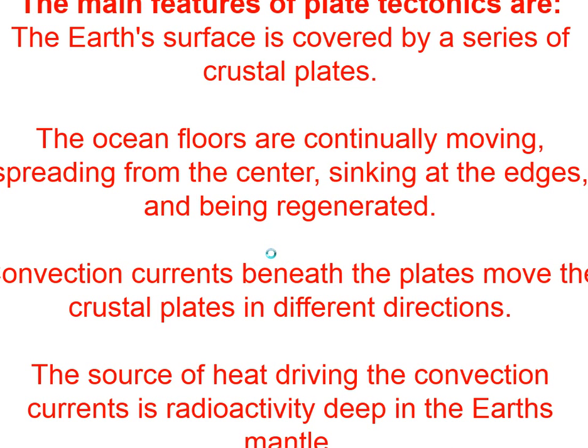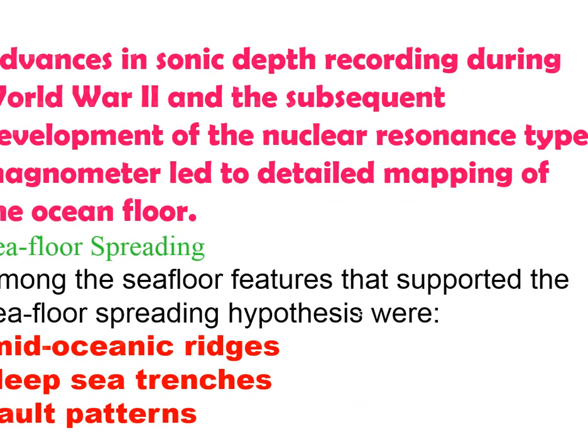The main features of plate tectonics: Earth's surface is covered by crustal plates. The ocean floors are continually moving. There's convection currents beneath the plates that are moving around. Okay, and the source of heat that drives the currents is radioactive, and it's deep in the Earth's mantle.